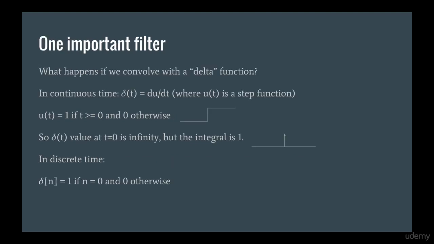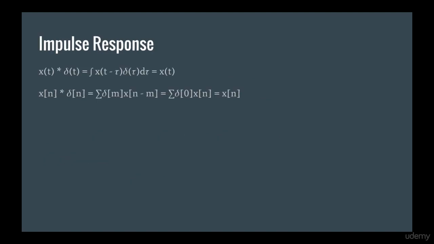One important filter is the delta function. In continuous time, it's defined as the derivative of the step function. The step function is just 1 when t is greater than 0 and 0 if t is less than 0. There is a discontinuity at t equals 0, and so there's a slope of infinity at that point. Since the delta function is the derivative of the step function, the integral of the delta function for any t greater than 0 is just 1. In discrete time, the delta function just has a value of 1 at 0 and 0 otherwise. Another name for the delta function is the impulse.